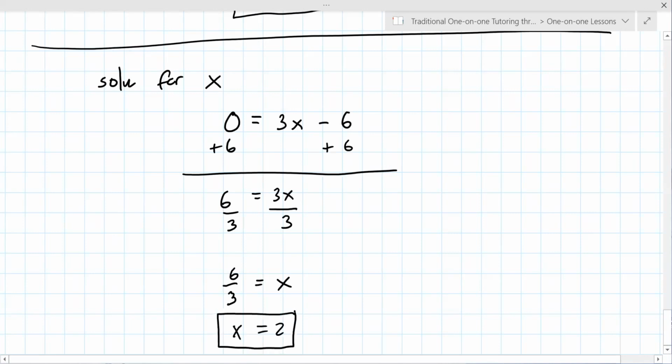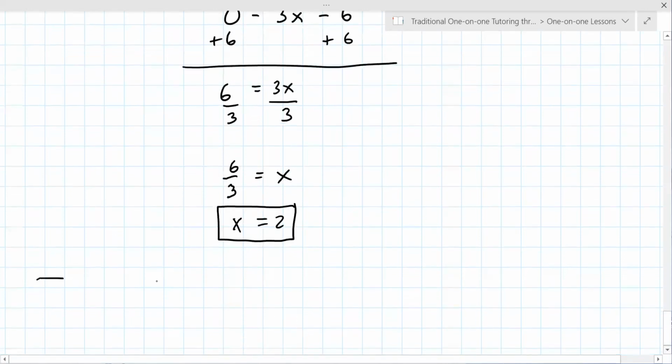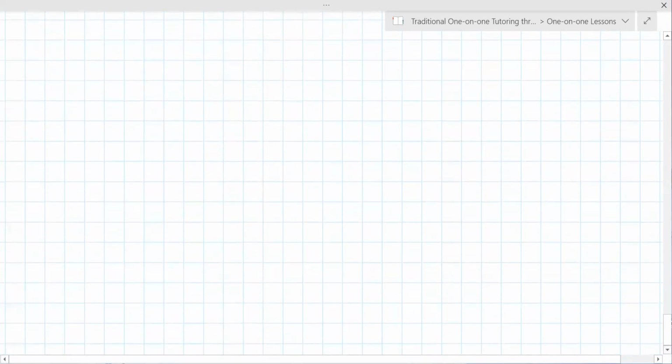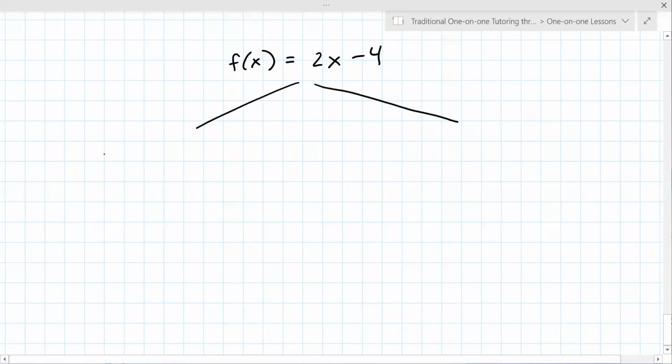Okay. All right, so now let's go back to our functions, because I want you to see something very important here. Let's say f of x equals 2x minus 4. There are two things we're about to do. The first one is you're going to find f of 0. So f of 0 means to put 0 in for x. Can you do that for me?